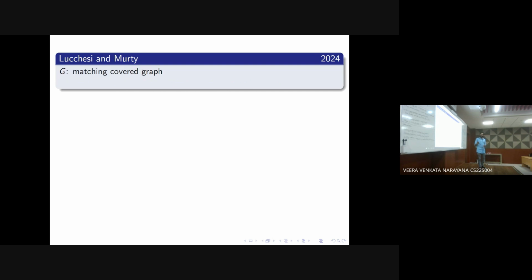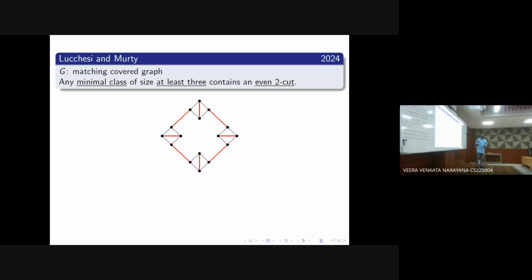So, Lucchesi and Murty proved that any minimal class of size at least 3 contains an even 2 cut. Recall that minimal classes are the minimal elements in the poset. Okay. Let's take an example. This is a 3 graph. This we have already seen, and each red edge is a solitary edge, and hence the red edges class forms a minimal class. Every solitary class is a minimal class. We just observed that before, and the converse is not true.